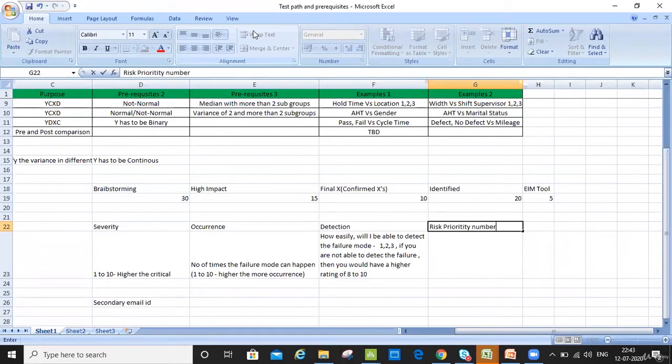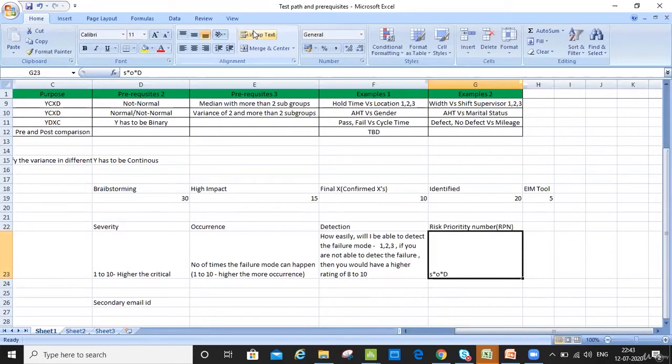Okay. So after doing severity, occurrence, and detection, I will calculate the risk priority number, which is also known as RPN. So RPN is a multiple of S into O into D. So the multiplication of severity, occurrence, and detection becomes my RPN.